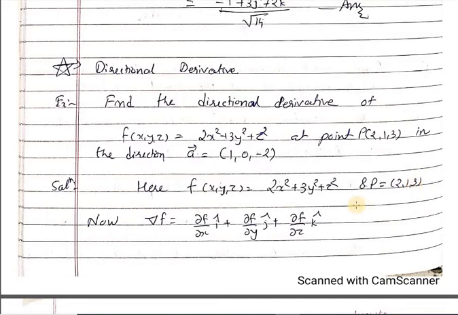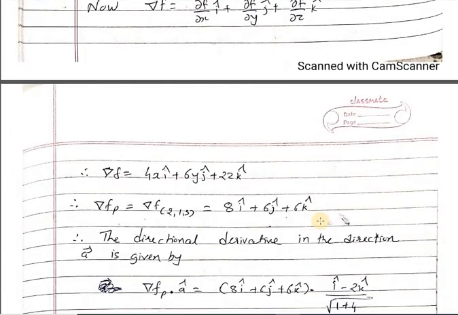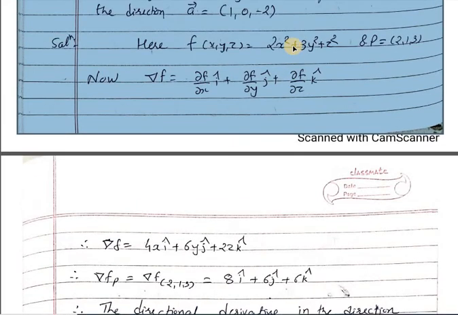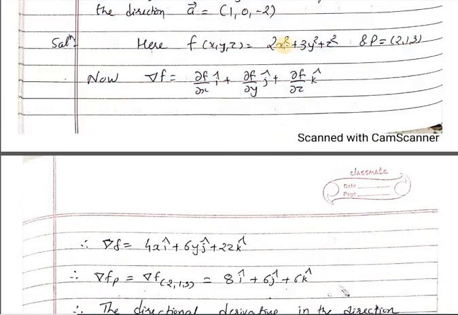For the directional derivative, first we have to find out the grad f. So grad f is given by del f by del x into i plus del f by del y into j plus del f by del z into k. Now we are going to substitute the values. That means derivative of f with respect to x, derivative of f with respect to y, derivative of f with respect to z. So derivative of f with respect to x, that will be 4x. Derivative of f with respect to y, that will be 6y, and derivative of f with respect to z, that will be 2z.